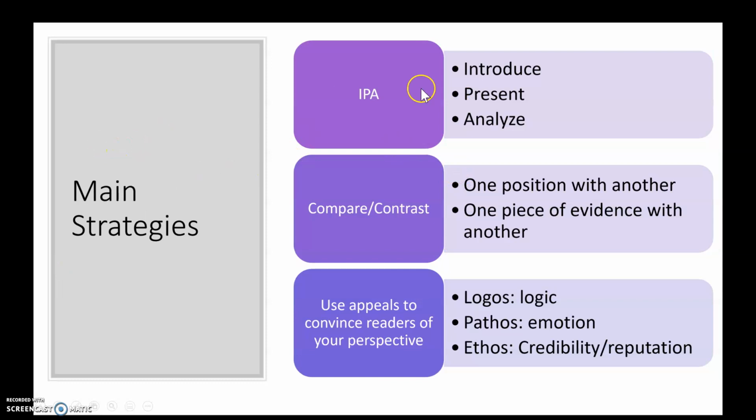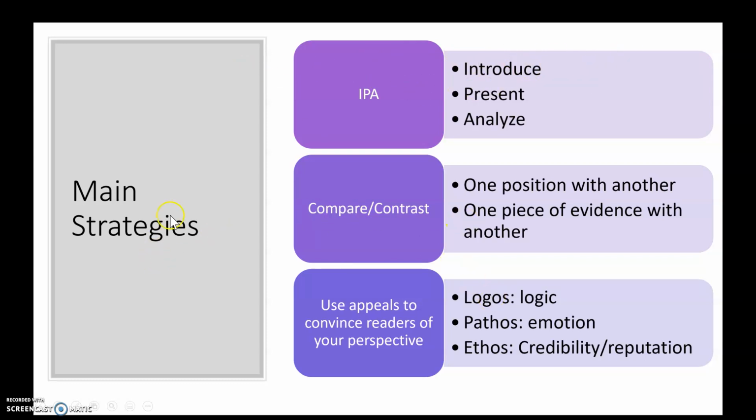So some main strategies, I've talked about kind of briefly about introducing, presenting, and analyzing evidence, which I call IPA. So that's going to be your bread and butter here. You want to introduce any evidence you have, you want to present it, and then you want to analyze it. When you get to research papers and essays later on, the evidence will be in the form of a quote, but this works even if you're not using a quote. And a lot of you were doing really well at this already.